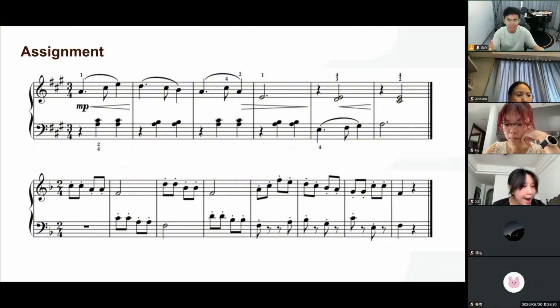What key is this piece in? Are there any obvious rhythm patterns? Are there any scale fragments in the melody? Are there any repeated intervals? Are there any chords or broken chord structures? Through this process, students gradually develop a new reading habit.